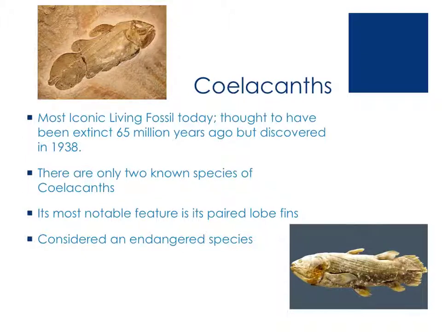The prehistoric-looking coelacanth is an iconic living fossil that was thought to have gone extinct 65 million years ago with the dinosaurs, but it was discovered in 1938 by a South African fisherman. There are only two known species of coelacanths, one near the Comoros Islands off the east coast of Africa, and the other in Sulawesi, Indonesia. Many scientists believe that the unique characteristics of the coelacanth can represent an early step in the evolution of fish to terrestrial four-legged animals, like amphibians.